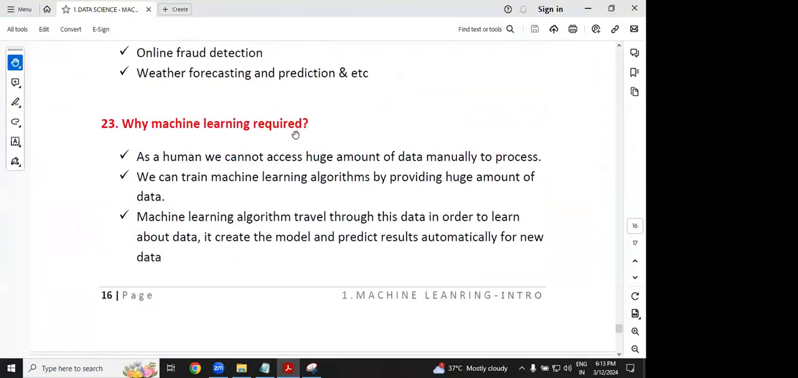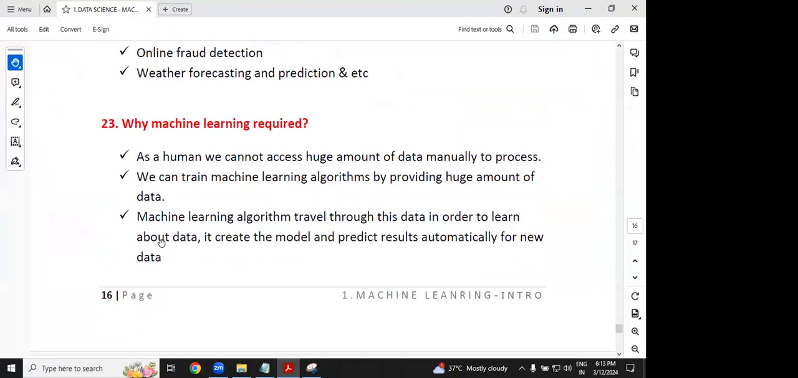Why is machine learning required? It's very simple. As humans, we cannot access a huge amount of data. Then definitely what is required? Algorithms are required. A machine learning algorithm travels through this data in order to understand the data.